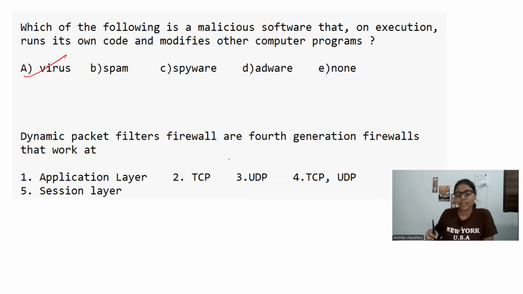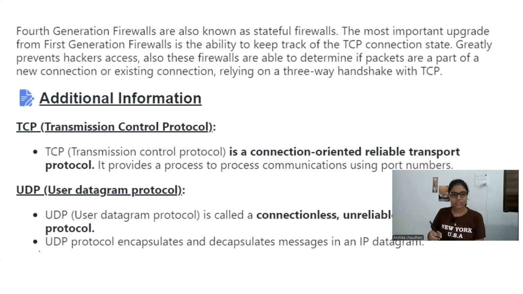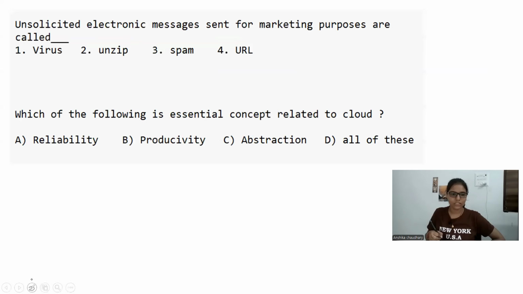Dynamic packet filter firewalls are fourth generation firewalls that work at the application layer, TCP or UDP, or session layer. So dynamic packet filter works on TCP and UDP as well. Let's move on to the next question. You can have a look at the explanation on your own. Let's move on to the next.